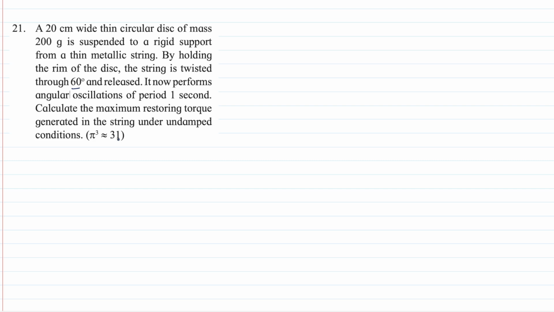Initially we will write what is given in the problem. A 20 centimeter wide thin circular disc is given. This means the diameter of the disc is 20 centimeter. Initially we will convert all the units into SI. Therefore this will be 20 into 10 to the power minus 2 meter.